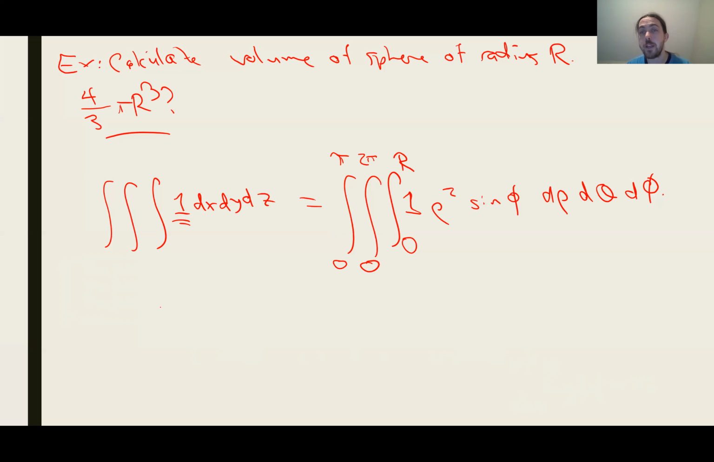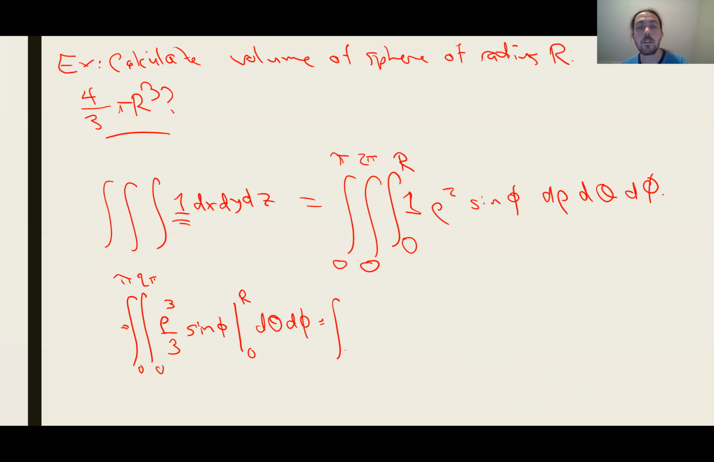So our first step is we integrate with respect to rho. The integral of rho squared is rho cubed over 3, times sine phi, which is a constant. And we're supposed to evaluate that between 0 and capital R. And then we've got 2 more integrals to do. That becomes the integral from 0 to pi, of the integral from 0 to 2 pi, of r cubed over 3 times sine phi d theta d phi.